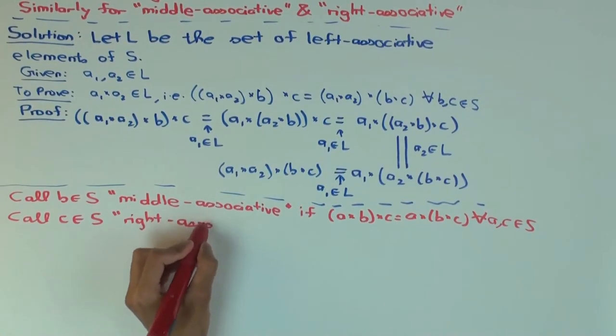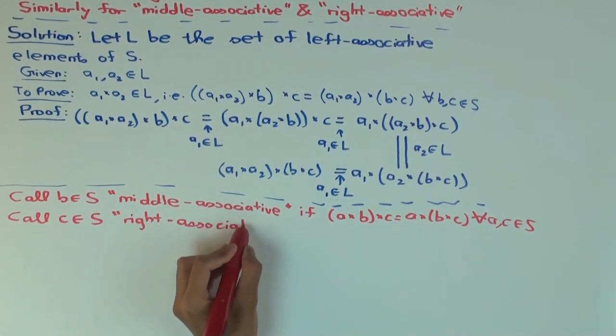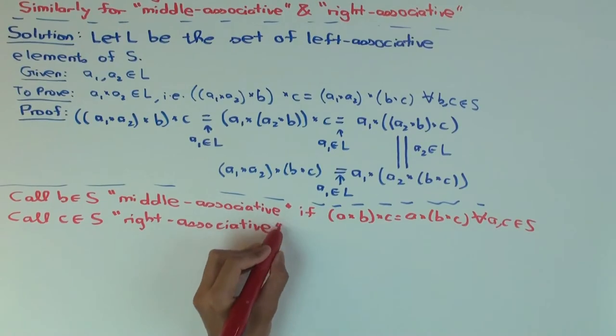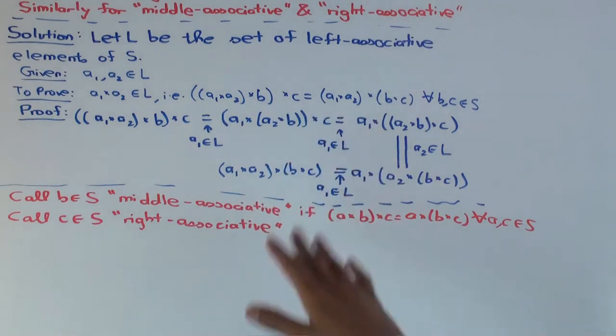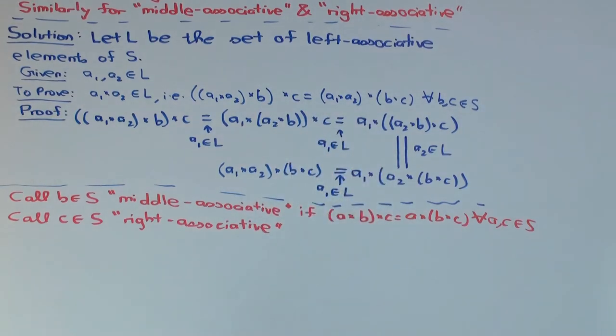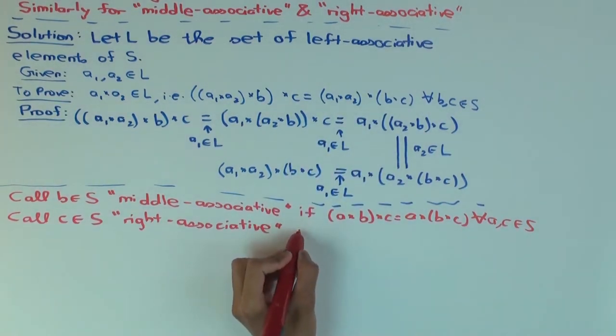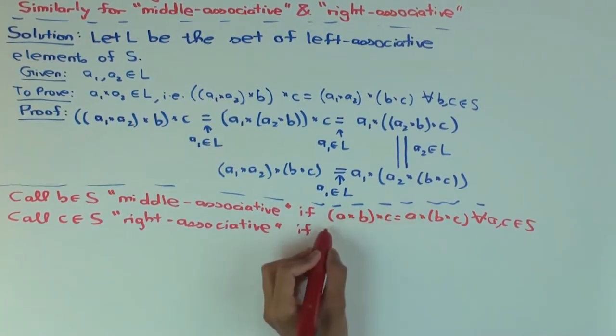By the way, there's another word for left associative. It's called left nuclear. Middle associative is called middle nuclear, and right associative is called right nuclear. But since we are not really doing this as a theory, this is just an illustrative example, I'm not telling you all the technical terms. This is not for you to remember. It's just an exercise in manipulation. What is the definition of right associative? For all A and B, you write the same condition.